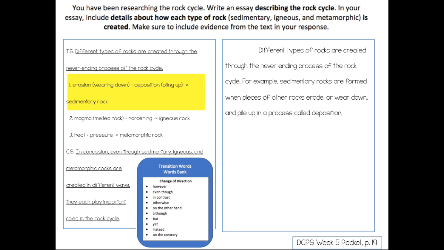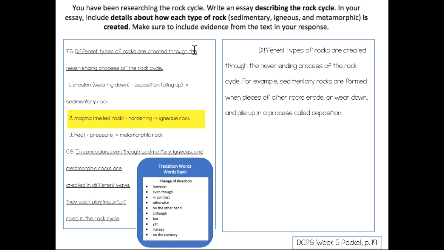For example, sedimentary rocks are formed when pieces of other rocks erode or wear down and pile up in a process called deposition. So we took these ideas of erosion and deposition creating sedimentary rock, and wrote a strong and complete sentence for our reader. We are good to move on to detail 2.